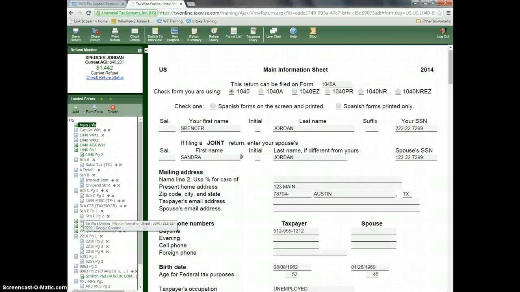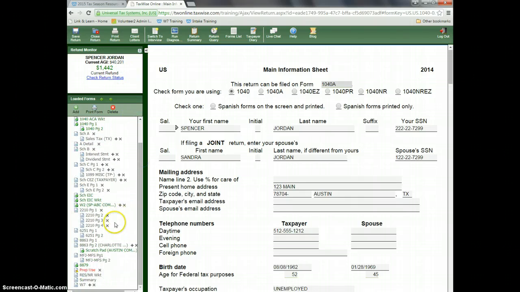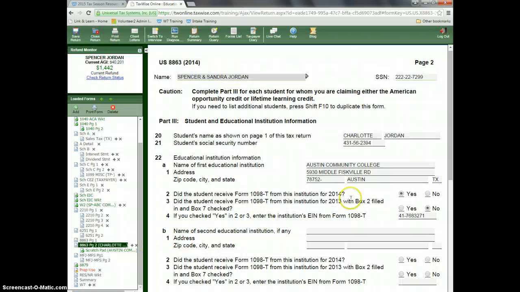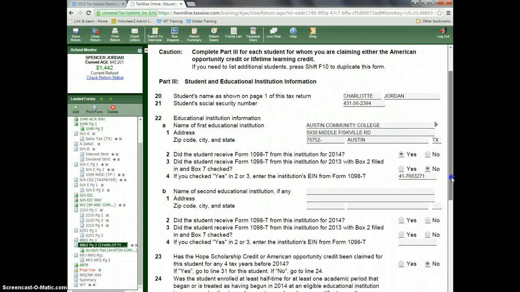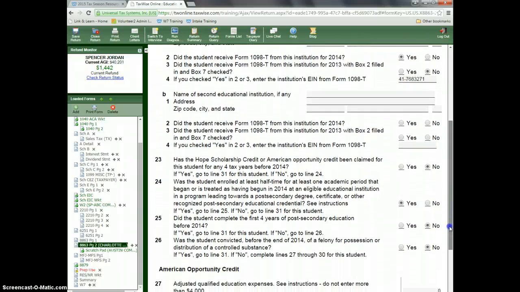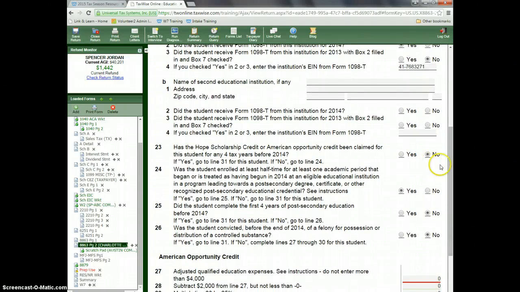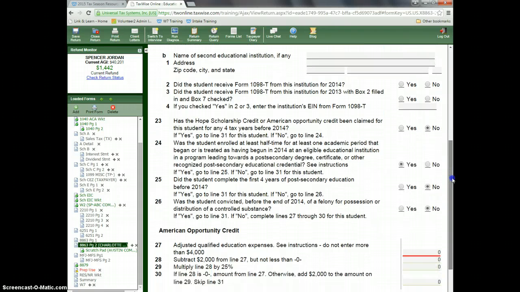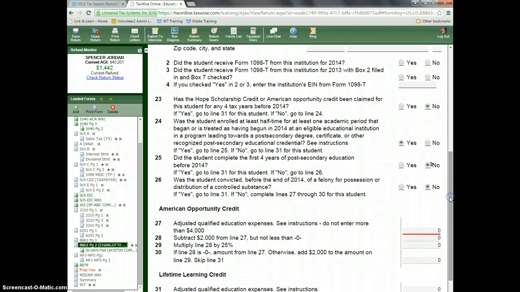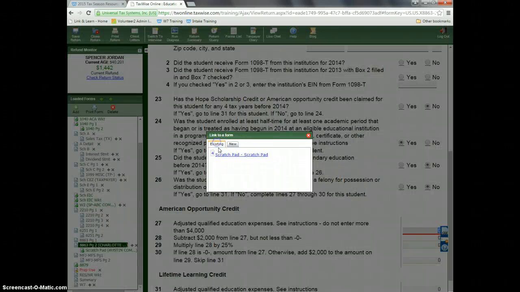Now let's go to mom and dad's return. Right now they don't have an education credit on their return, and they're getting a refund of 1442. Let's go down now to the 8863, and I've already filled in part of it here. Charlotte's within her first 4 years of undergrad, and she hasn't been convicted of a felony, so she is eligible for the American Opportunity Credit.